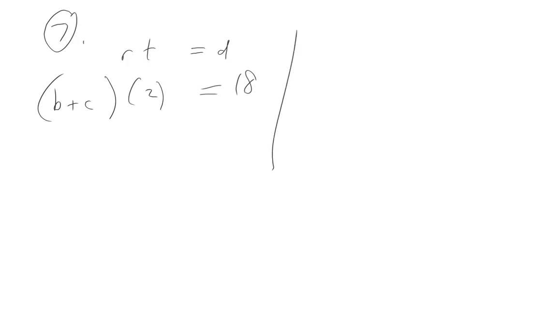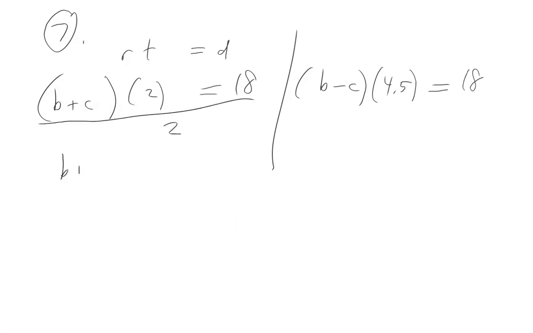Then you traveled upstream. When you travel upstream, the rate would be the speed of the boat minus the speed of the current. And when you traveled upstream, it took 4.5 hours to go the same distance of 18 miles. So let's solve this problem now. The first step is to divide this equation by 2. Then you'll get b plus c equals 9. Then divide this equation by 4.5. Then you'll get b minus c equals 4.